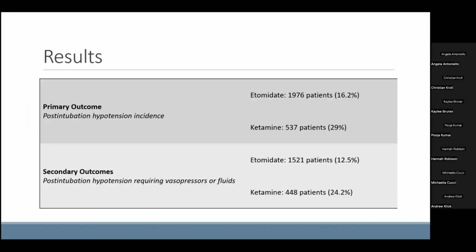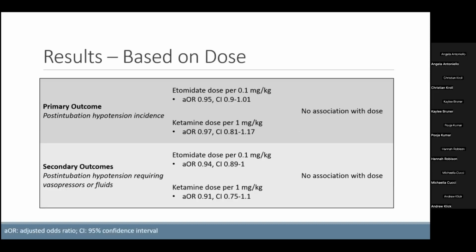This is just an incidence slide. So the primary outcome of post-intubation hypotension occurred in 16.2% of etomidate receivers and 29% of ketamine receivers. And the secondary outcome occurred in 12.5% of etomidate receivers and 24.2% of ketamine. Again, this is not something that we're comparing each other to. We're not comparing etomidate and ketamine, but we are comparing what they are within different doses. So this is where our adjusted odds ratios come in.